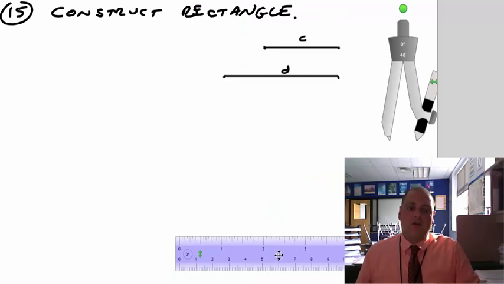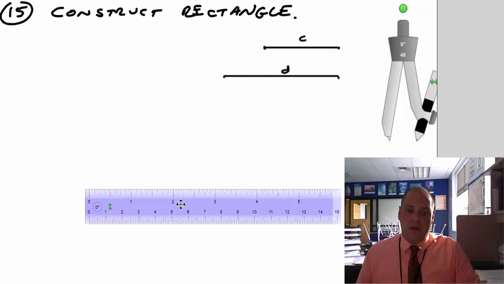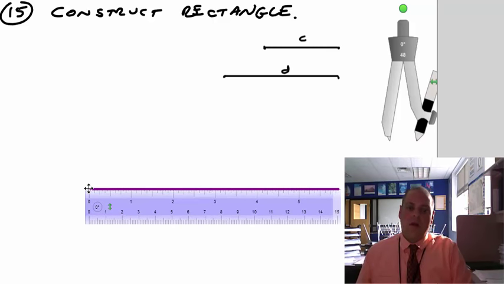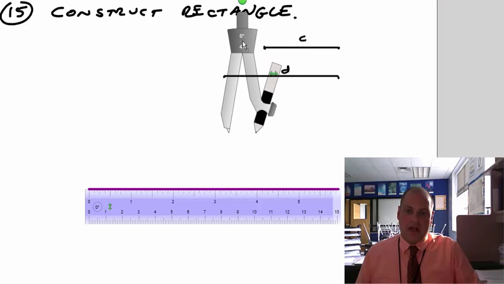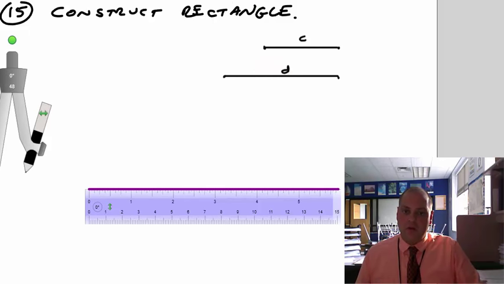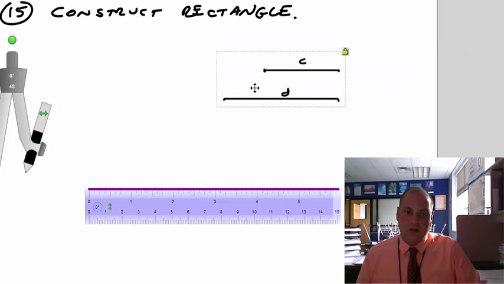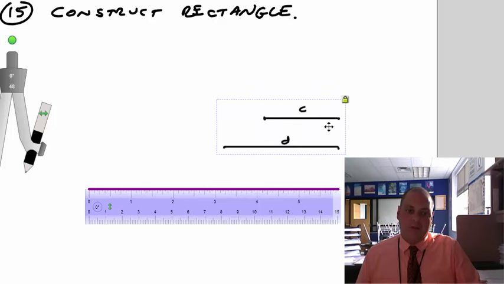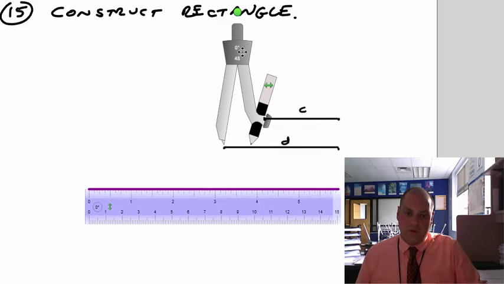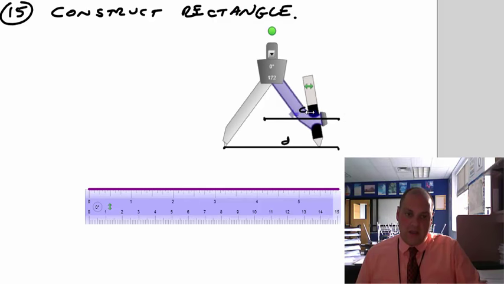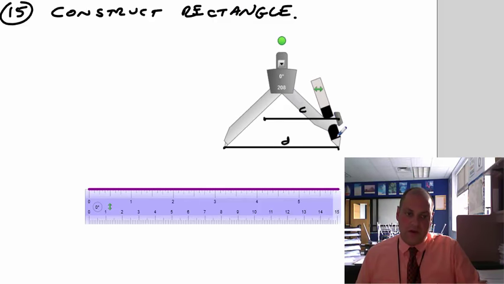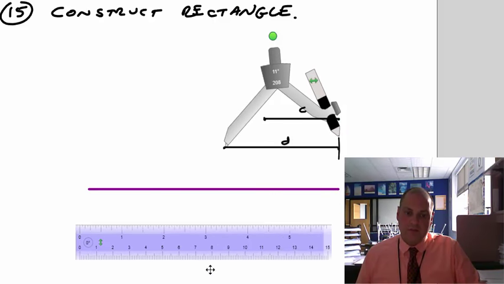All right, a couple more here. To do a rectangle, we're going to make an original line here. All right, and we're going to copy the length of D. I'm going to have to move these over a little bit, actually. Oh, I can't. It's to unlock, allow vertical move. Okay, there we go. So I'm going to copy these lengths. Boom and boom. Okay, so right there, that's how I know I copied.